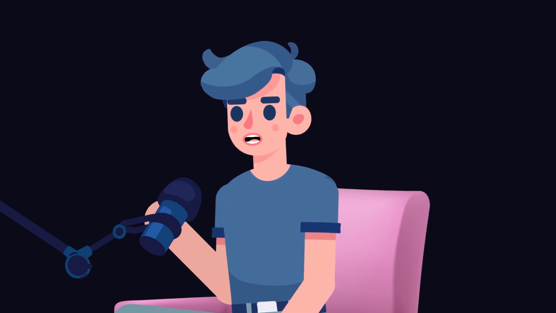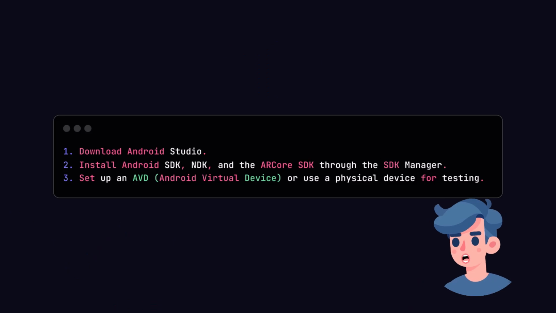Our main stack will consist of Java for Android development, the ARCore SDK for augmented reality, and a 3D rendering engine like OpenGL or Unity for the graphical aspects. First things first, make sure to set up your development environment. Download Android Studio from the official website and install the necessary SDK packages.